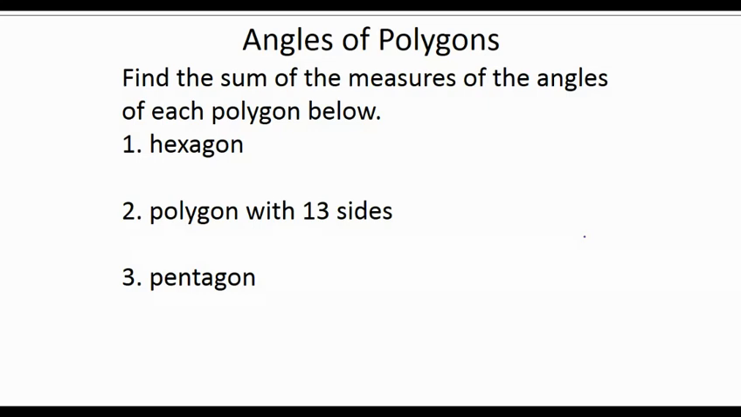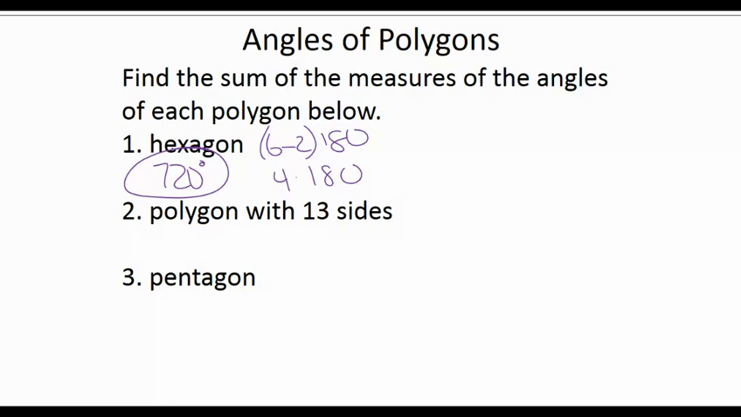All right, so you should have paused the video and figured out these. So a hexagon would be six sides, so 6 minus 2 times 180, so 4 times 180. To do that math, that's 720 degrees. So in a hexagon, all the angles of that hexagon add up to 720 degrees.